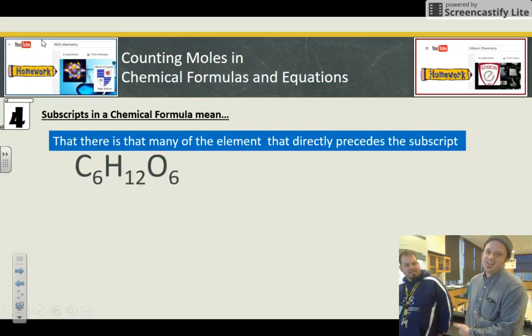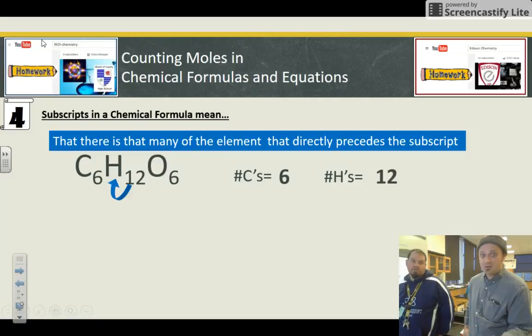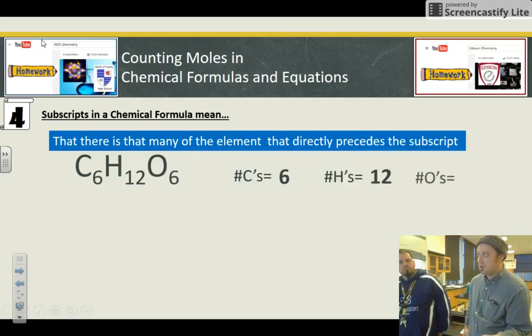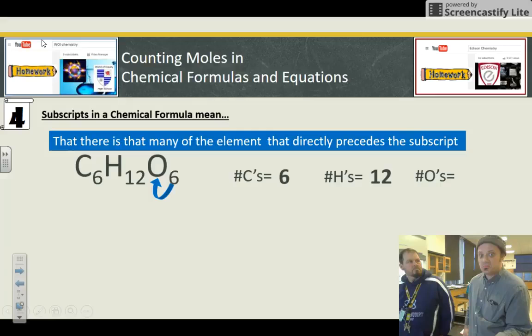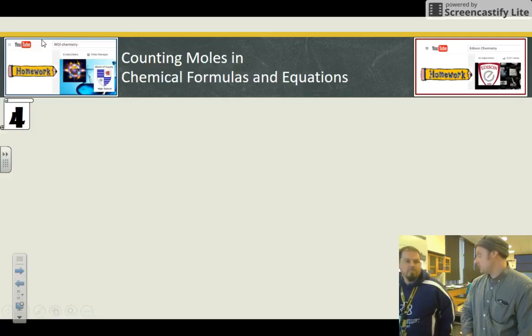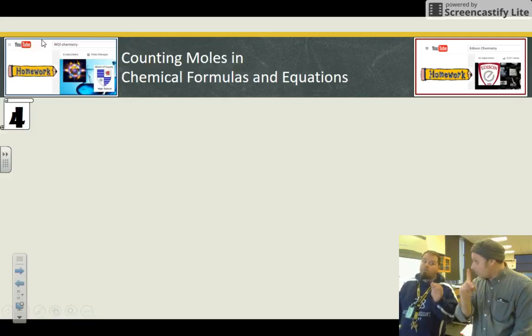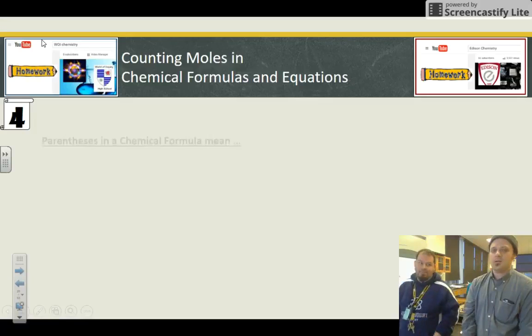C6H12O6. So the 6 means there's 6 carbons. See, it's in front of that, it's after the carbon. And the 12 means that there's 12 hydrogens. And the O means there's 6 O's. And specifically, there's 6 moles of carbon, 12 moles of hydrogen, and 6 moles of oxygen in 1 mole of that compound or that molecule.